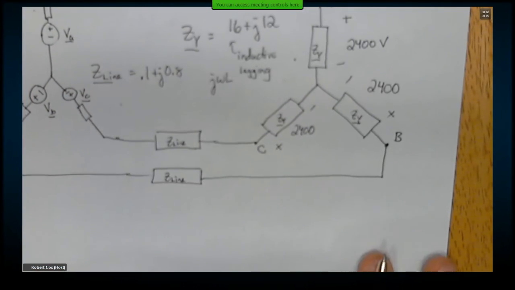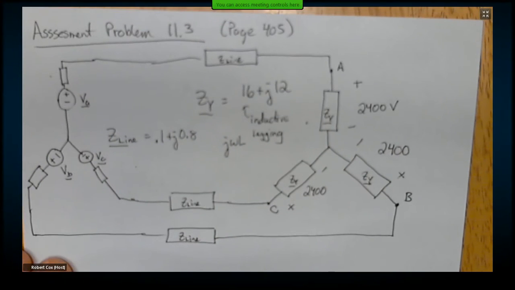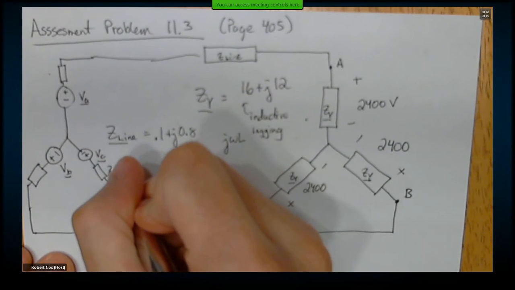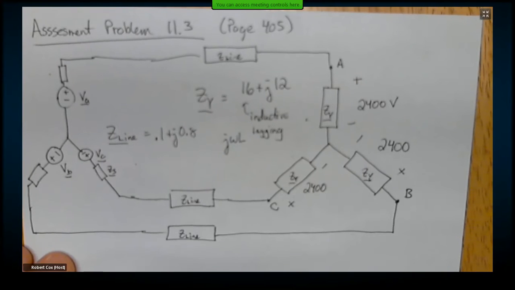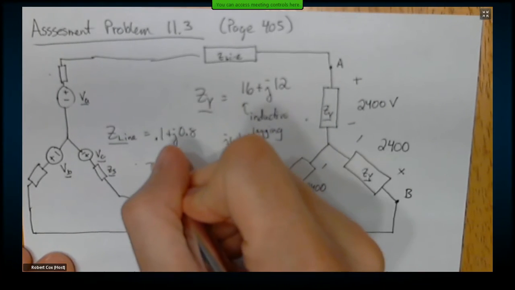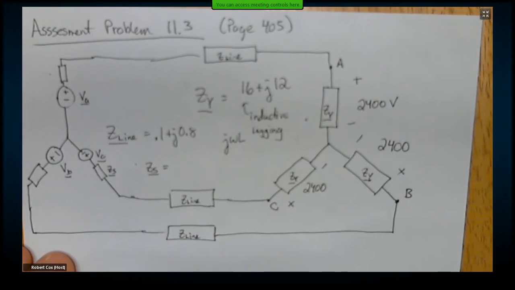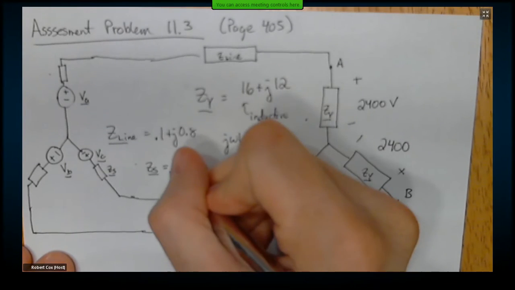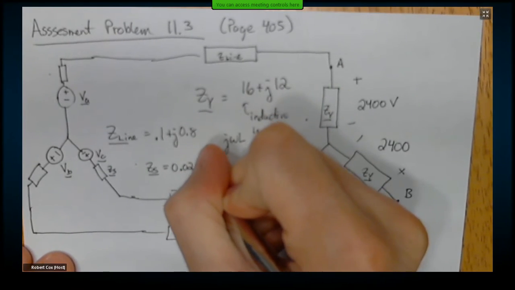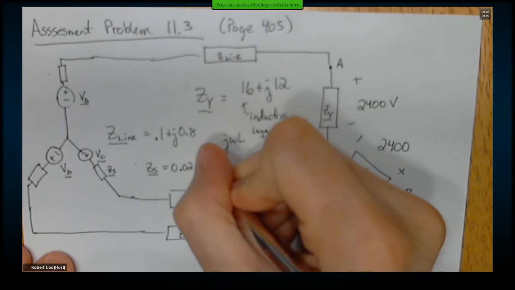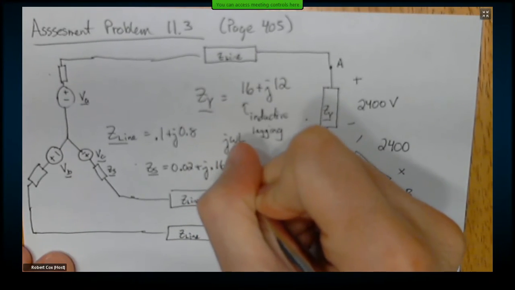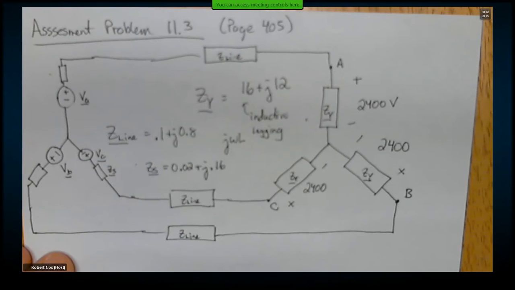Since I have that negative sequence set, let's keep writing down all the key things here. Let's call this Z source, ZS for Z source, and it's the same for each of these. According to what we're told in this problem, which you can find on page 405, internal impedance of 0.02 plus j times 0.16.